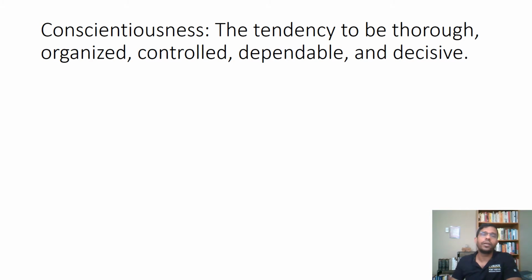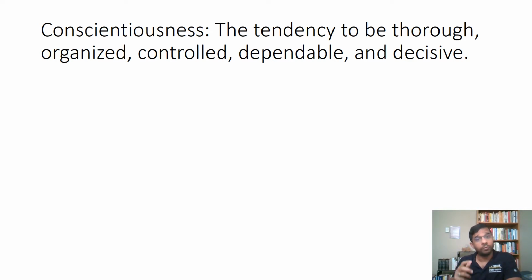The next trait that we will talk about is conscientiousness. Conscientiousness is the tendency to be thorough, organized, controlled, dependable, and decisive. So people who tend to be high on the conscientiousness dimension, they tend to be people who work hard, they do not run away from work. And whatever work they are working on, they like to do a thorough job of it.